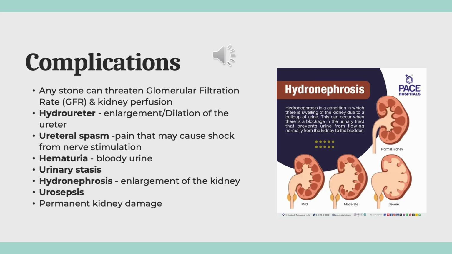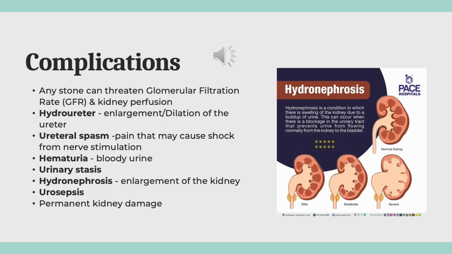A hydroureter refers to the enlargement or dilation of the ureter, which is caused by urine backing up behind an obstructing stone. This can cause ureteral spasms, which are excruciatingly painful and may cause the patient to go into shock due to nerve stimulation. Hematuria, or bloody urine, is a very common result from a kidney stone. It's from the damage that's done to the urethral lining as stones move through the urinary tract.